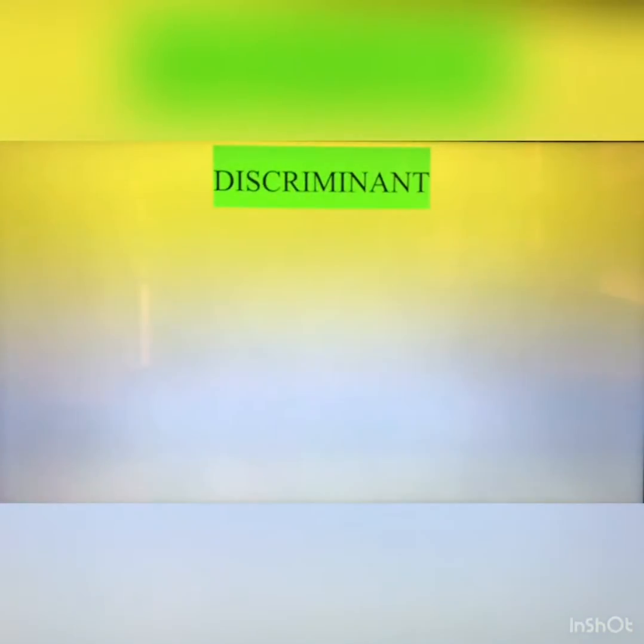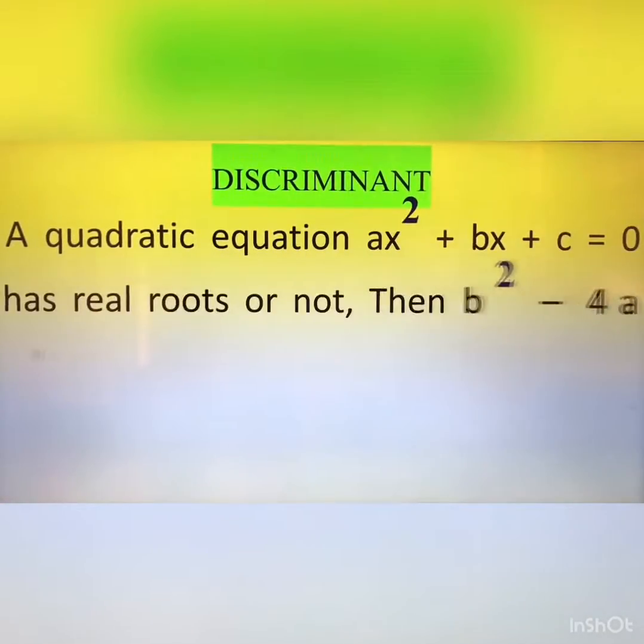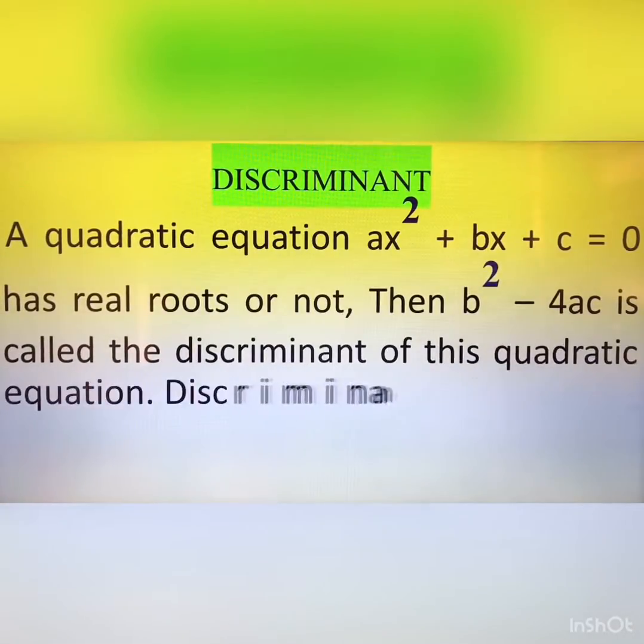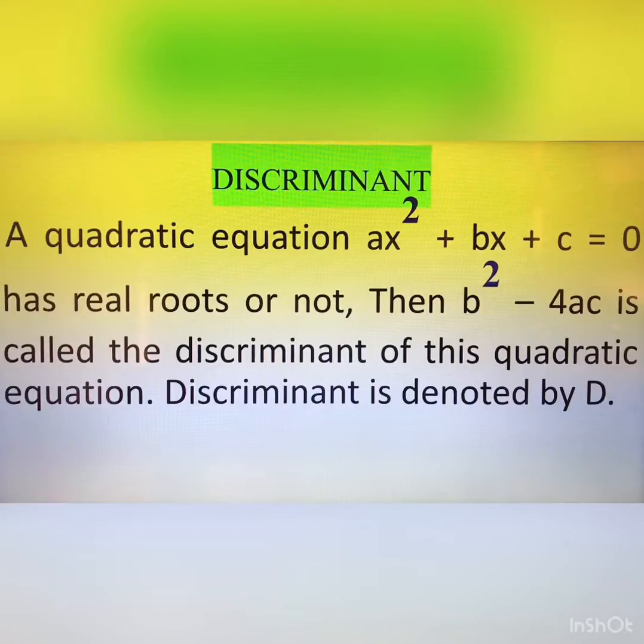Moving on to the next topic, the discriminant. What do we mean by the discriminant? For a quadratic equation ax square plus bx plus c equal to 0, to decide whether it has real roots or not, b square minus 4ac is called the discriminant of this quadratic equation. Discriminant is denoted by the capital letter D. This expression b square minus 4ac is known as the discriminant for the quadratic equation ax square plus bx plus c equal to 0, which is the standard form of a quadratic equation.